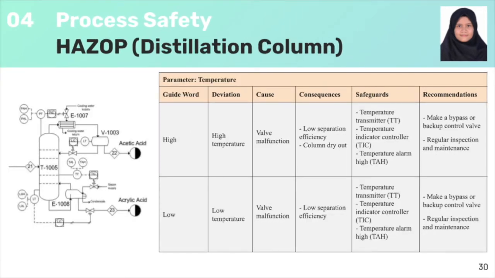And for the distillation column, we are using the temperature parameter. Common causes are blocking and leaking piping and also valve malfunction, which affect all the parameters in the system.